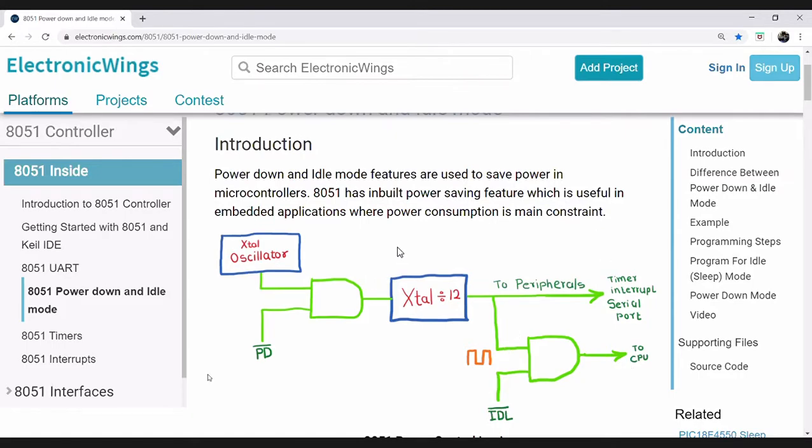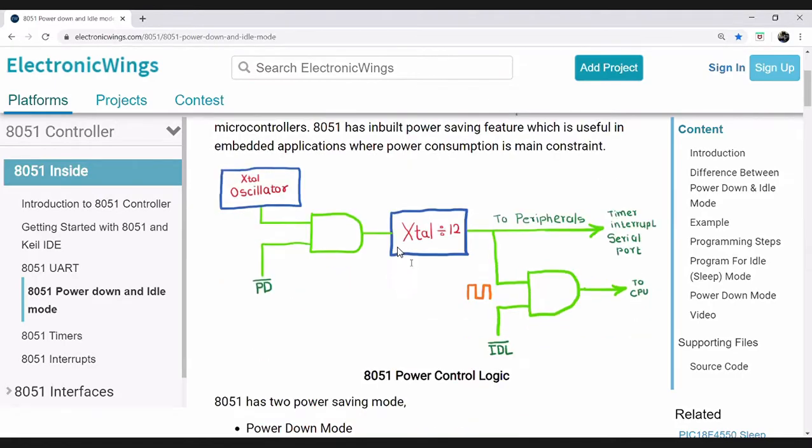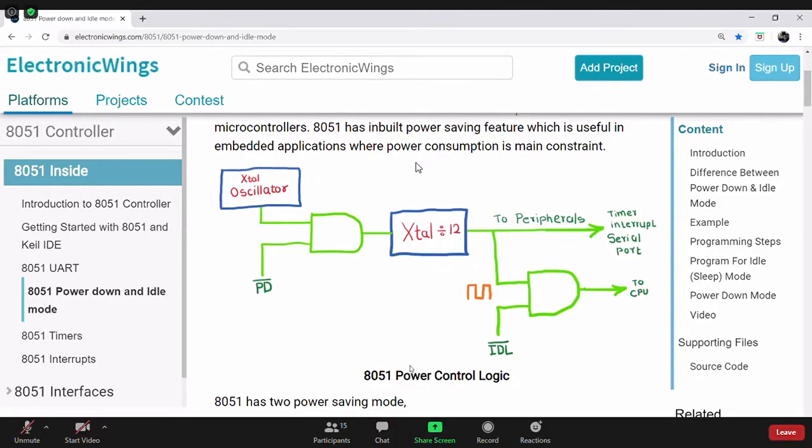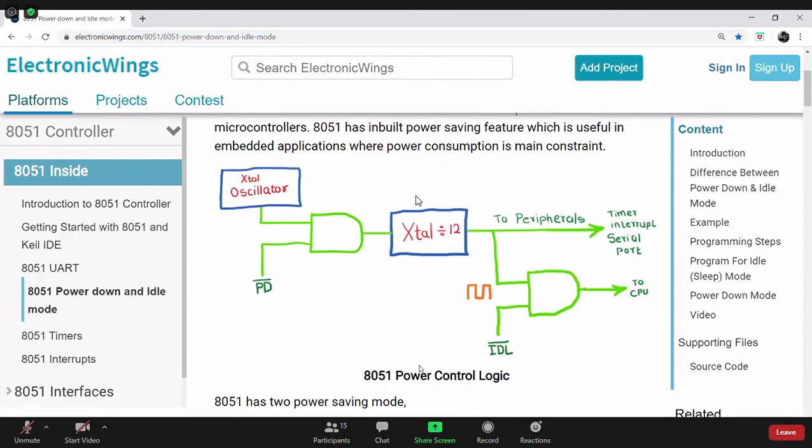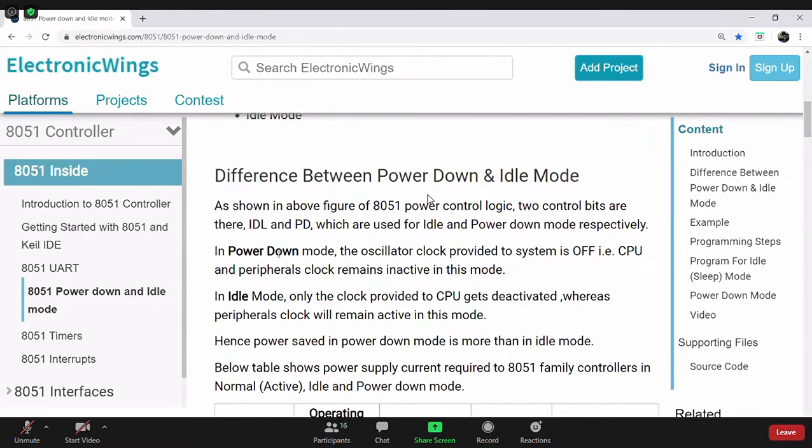Okay. This is the overall block diagram of 8051. Remember how the frequency is being connected, especially how this PD and IDL are connected to the frequency. Please note this diagram too. And this is directly from the website. Please check this website, electronicwings.com. In the textbook, there is no note related to power control. There might be, but I'm not seeing it actually. That is power down mode.